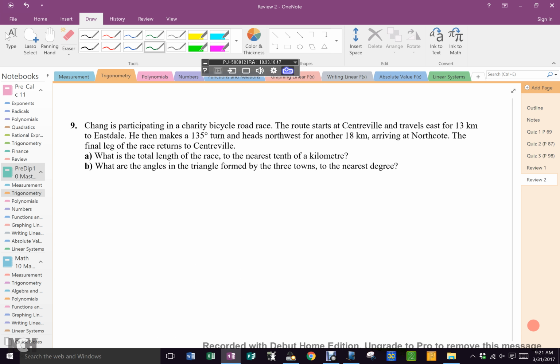Okay. And finally, Chang, my good friend Chang. I'm going to show you how to do this, even though it was on your quiz. Chang starts east for 13 kilometers, right? So here is the beginning. He goes east for 13. Then he turns 135 degrees. Not to a bearing of 135, he turns 135 degrees, yes? So all the way back around till he's going northwest. If this is 135, what's this? 45, correct?